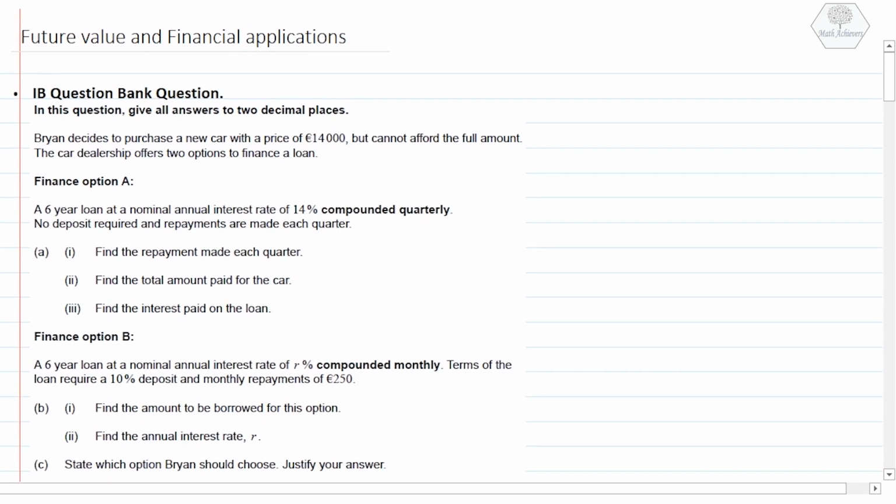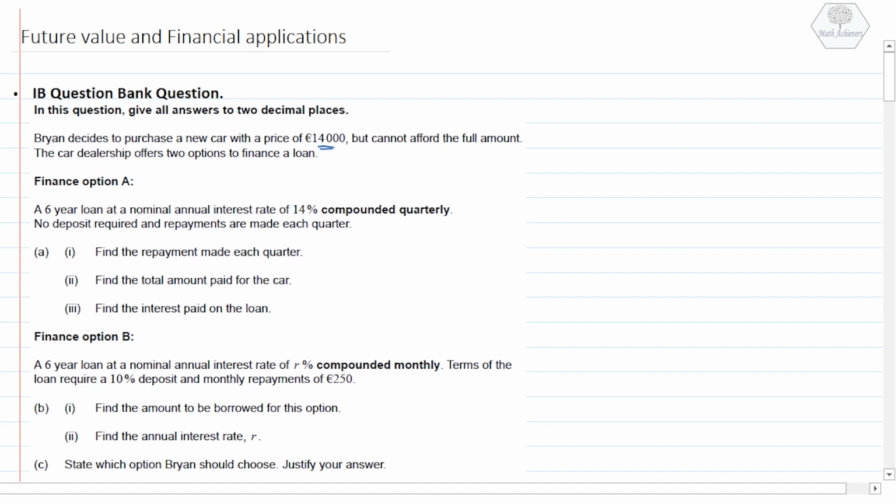Now, let's solve a question from the IB Questionbank. In this question, give all your answers to 2 decimal places.